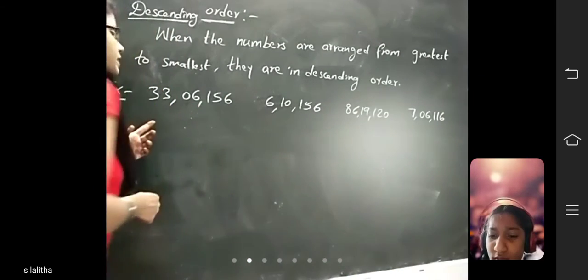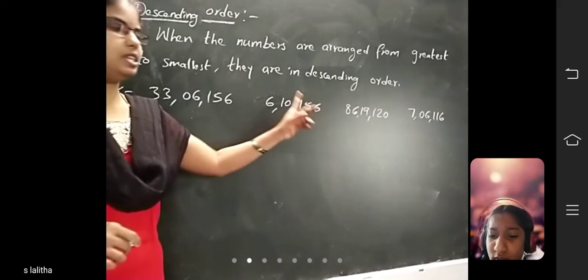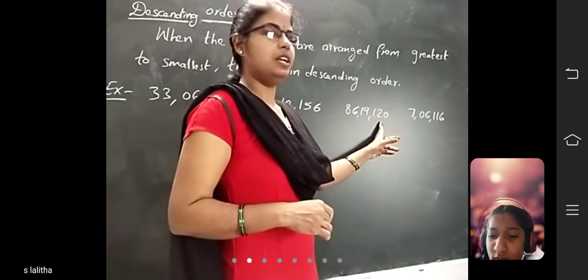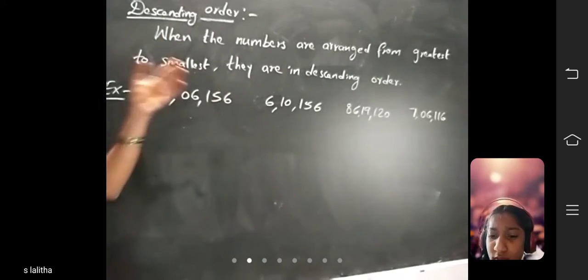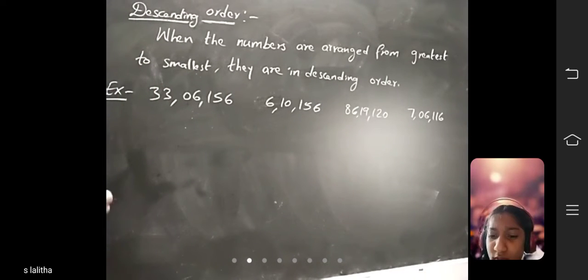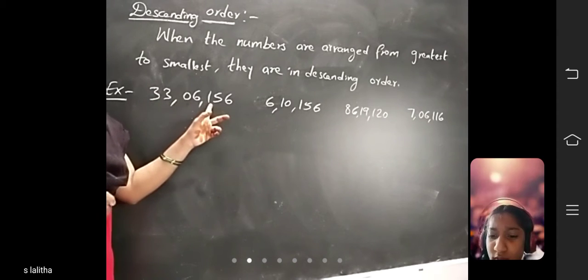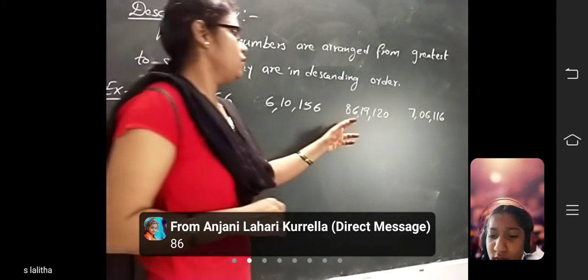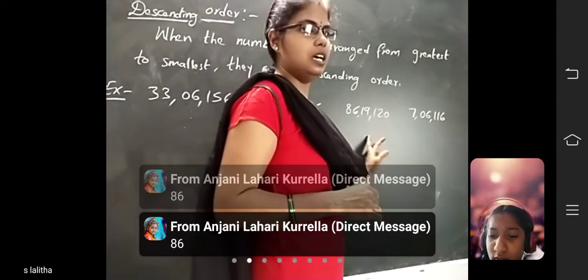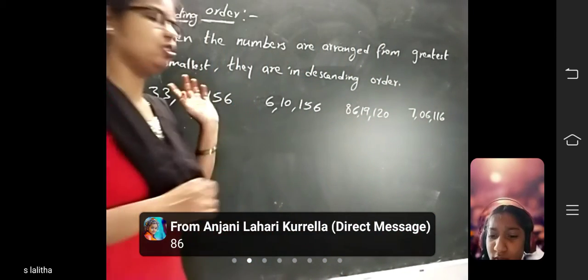Here 33 lakh 6,156, 6 lakh 10,156, 86 lakh 19,120, 7 lakh 6,160. So among these numbers, which is the highest number, greatest number? First, what I told, you compare, count the number of digits. Here how many digits? 1, 2, 3, 4, 5, 6, 7 digits. Here 6 digits. Here 7. Here 6. So these two are 6 digits and these two are 7 digits.